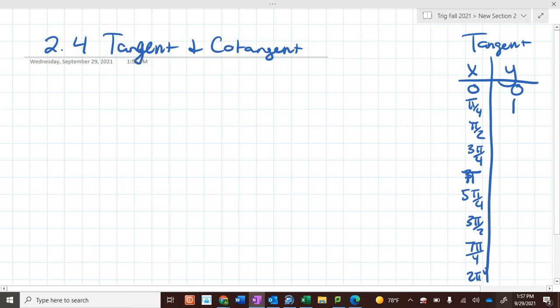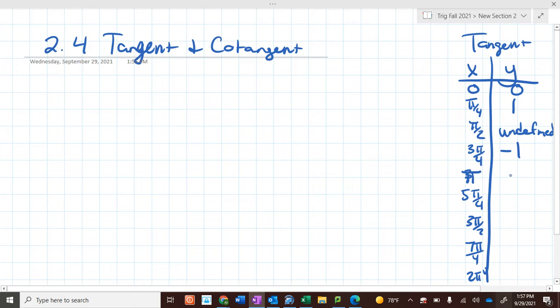Pi over 2. What's the sine of pi over 2? 1. What's the cosine of pi over 2? 0. What's 1 divided by 0? Undefined. What do we put at an undefined, do you think? An asymptote. We'll put an asymptote there. 3 pi over 4. What's the sine of 3 pi over 4? What's the cosine of 3 pi over 4? So we have a positive divided by negative, which is a negative 1.